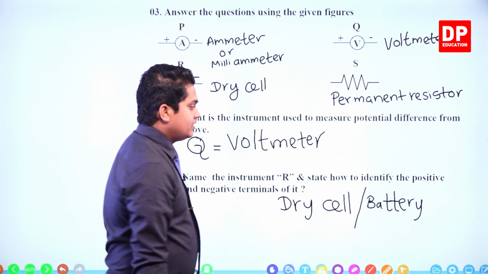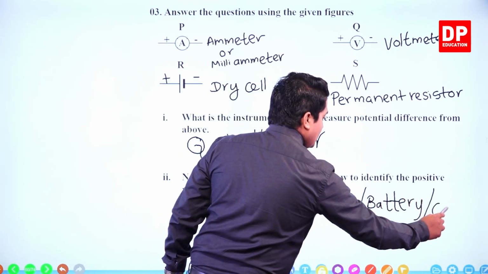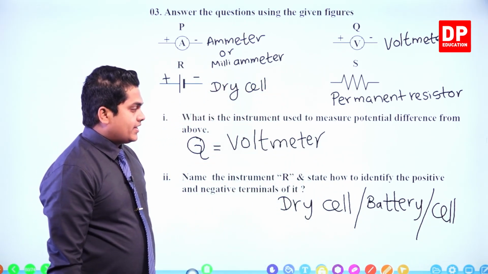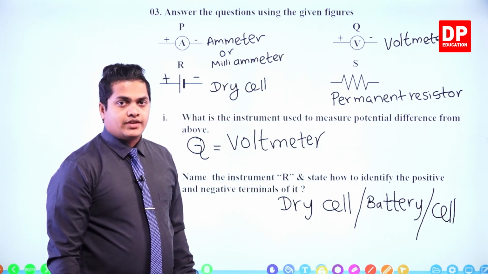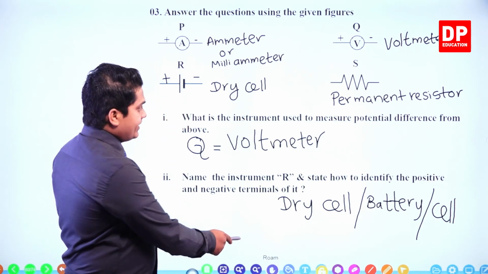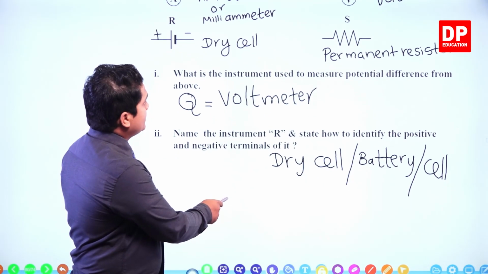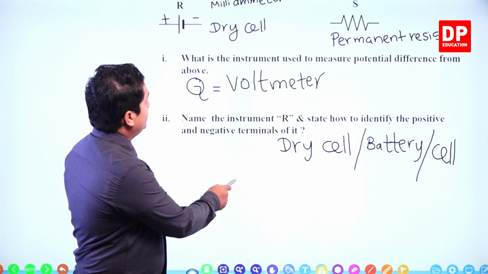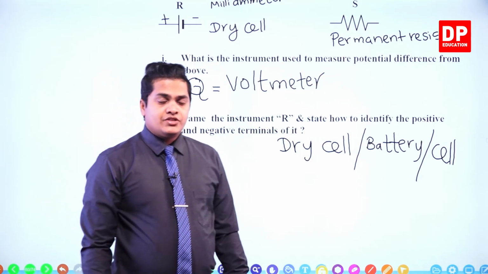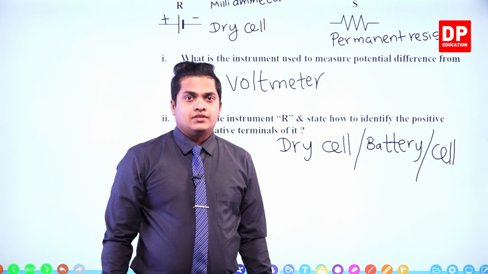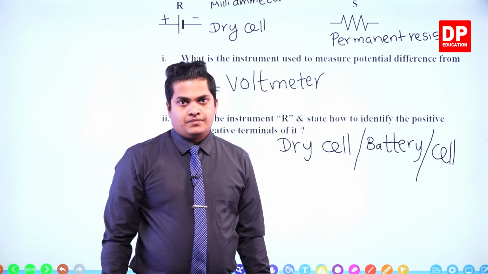Dry cell, battery, or else a cell is also simple. All of these responses are correct. Then you have to write down how we can identify the positive and negative terminals of the dry cell given here. So my dear children, how do we identify the positive and negative terminals in a dry cell? By using the circuit symbol.